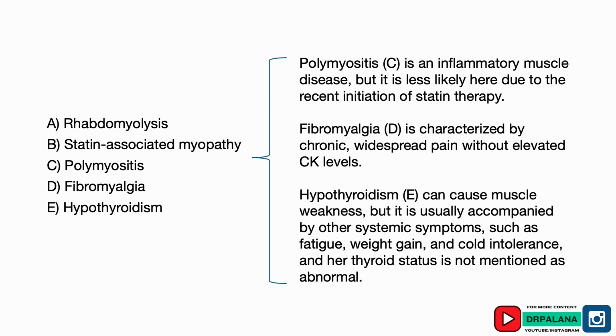While polymyositis is an inflammatory muscle disease, it is less likely here due to the recent initiation of statin therapy. Fibromyalgia is characterized by chronic, widespread pain without elevated CK levels, and hypothyroidism can cause muscle weakness, but is usually accompanied by other systemic symptoms such as fatigue, weight gain, and cold intolerance.